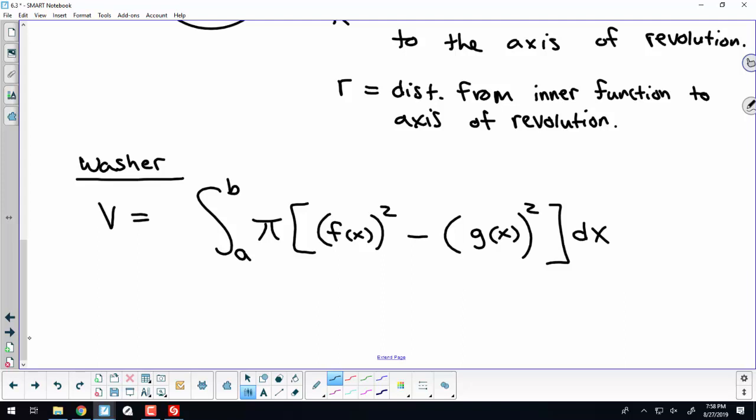And note the disk method is the washer method where the inner function, or g of x, is equal to 0. So this is the disk method, right? Really, we should say the disk method is just a special case of the washer method. So we'll say that if g of x is 0, then we're looking at the disk method.